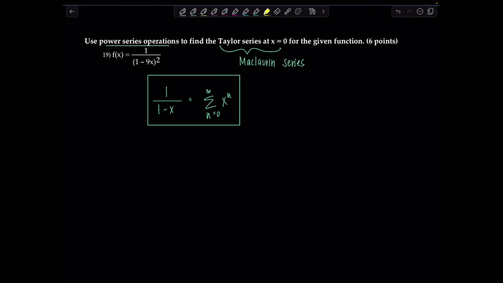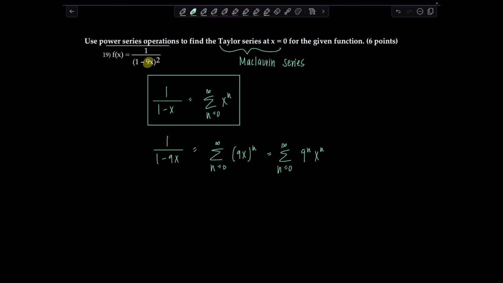Now, since there's a 9x instead of plain old x, I can come up with a power series representation for that function. It would be the sum, n equals 0 to infinity, of 9x to the n, right? Which, yes, expand it or distribute that n through. So this is the sum, n equals 0 to infinity, 9 to the n, x to the n.